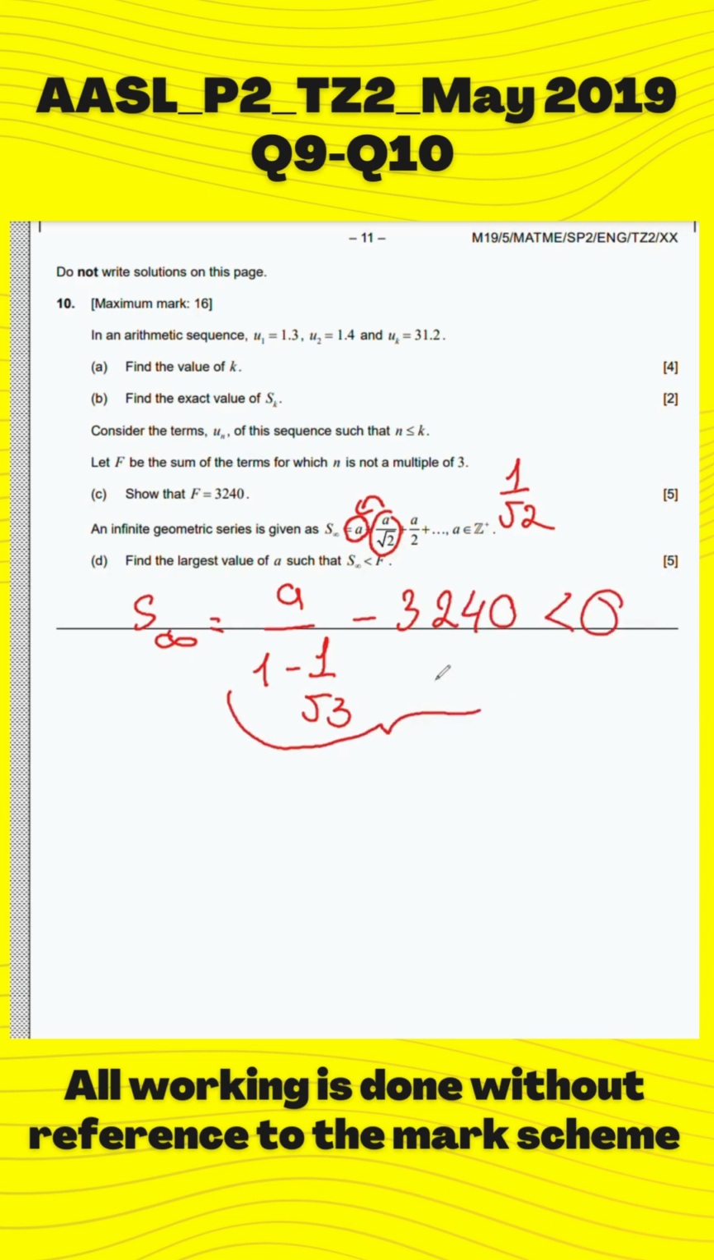I put this one into the GDC. So A must be smaller than 948.97. So A will be 948. And we are done.